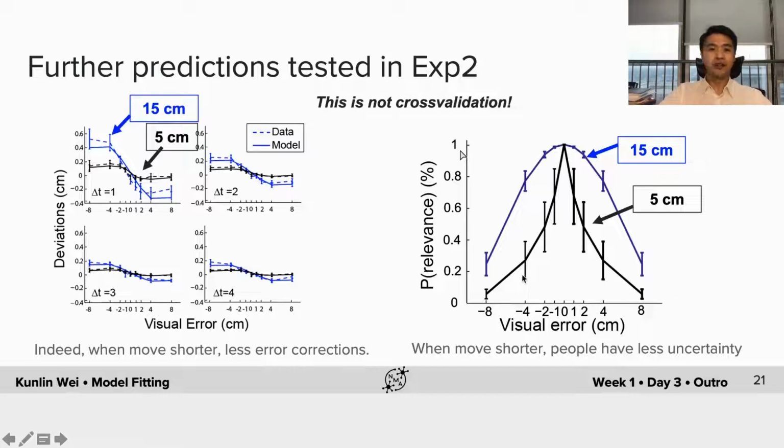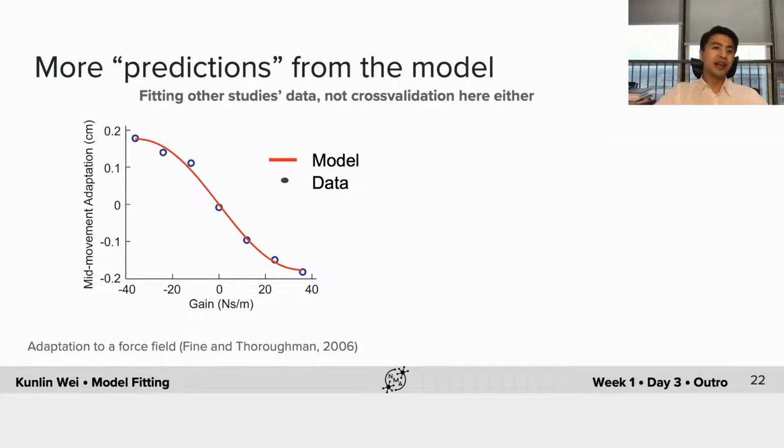I have to remind you, this is not a cross-validation. In fact, I'm making new predictions based on the model. And I did a new experiment, that's experiment 2, to test my model. Okay, the model actually can make more predictions.